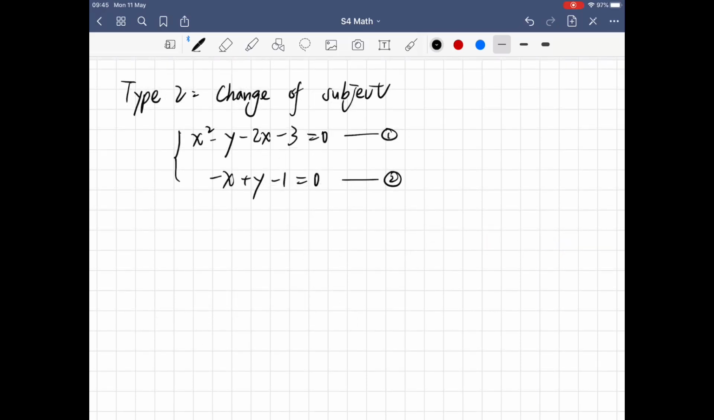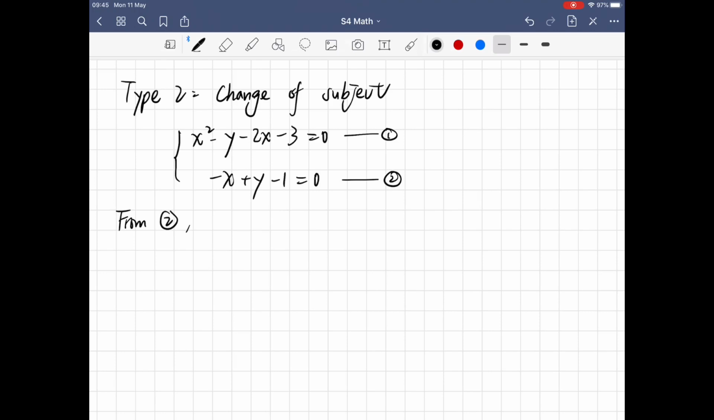Let's take a look at the second type, that is change of subject. Now there are 2 equations. The first one is x squared minus y minus 2x minus 3 equals to 0. And the second one is negative x plus y minus 1 equals to 0. So we will start with the easier one. So obviously this is equation 2. So we will start with equation 2.